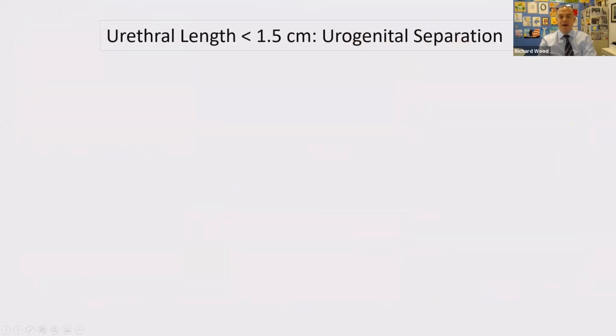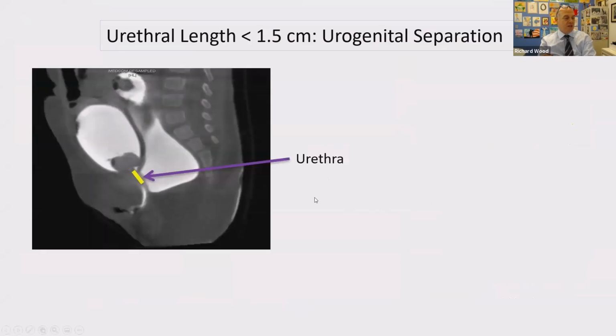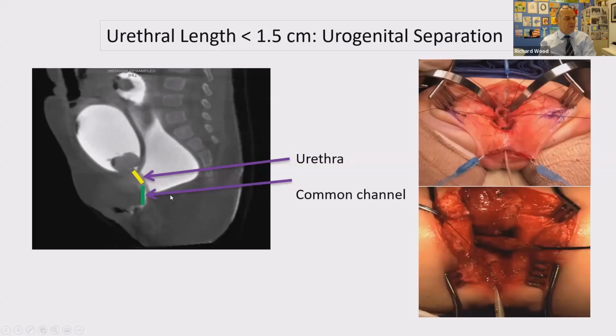So what about if the urethral length is less than 1.5 centimeters? In this situation, the urethra is short. If we do a TUM, then this part here comes down to outside, and the bladder neck then lies well below the urogenital diaphragm, and the patient's chance of being continent is extremely low. So in this situation, we want to do a urogenital separation.